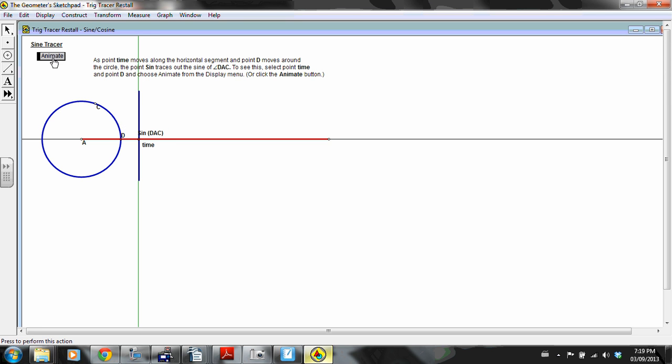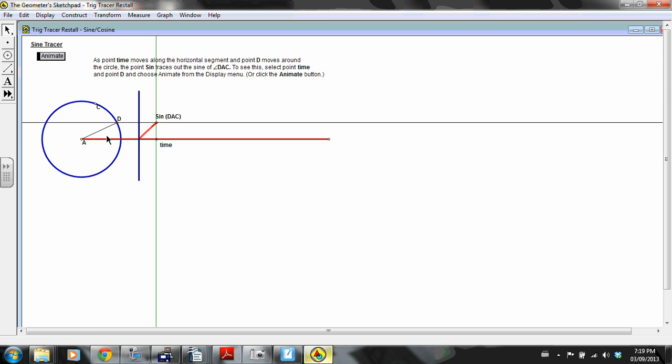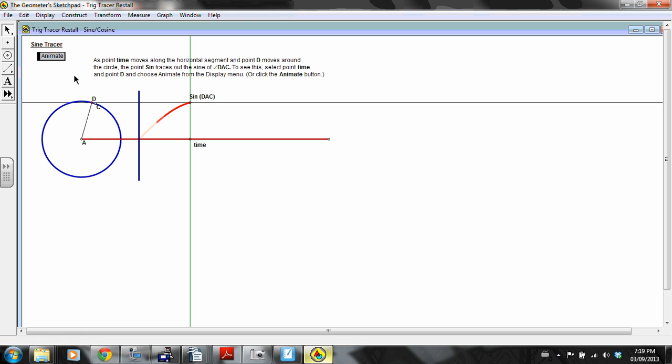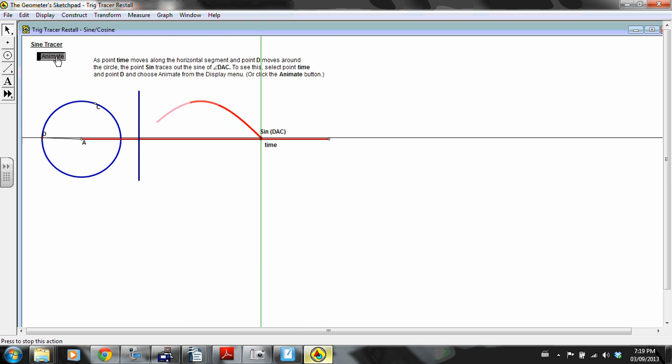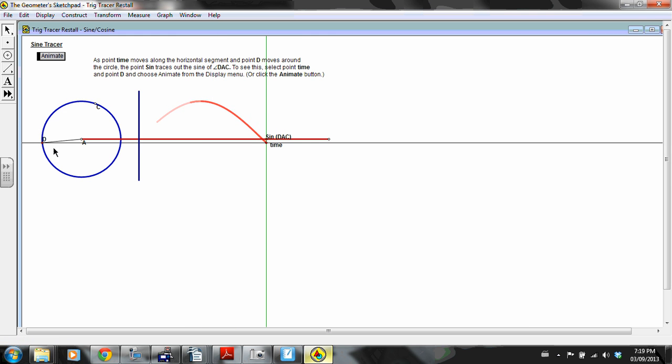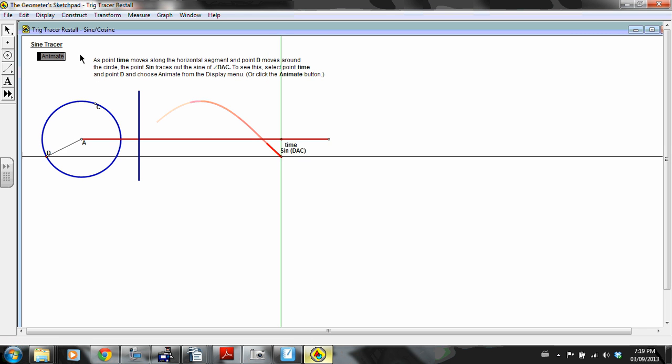So when I press animate, see, it just went that little angle, and this little input is the angle. The output is the y coordinate for sine. If I had the cosine, it would be the x coordinate. Now if I keep going, see there, it's almost up to 90 degrees. This must be 90 degrees that's gone by, and it's almost up to 1 unit. Comes back down. There's 180. Now the y coordinate is negative, and it keeps going.